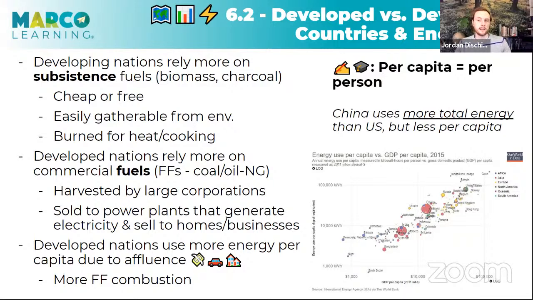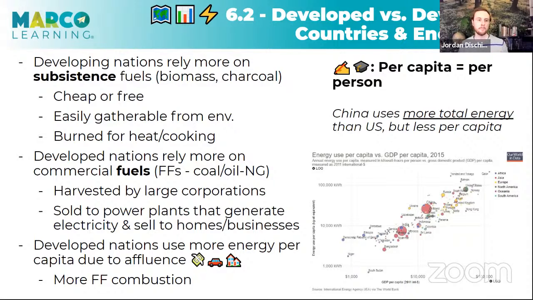Another big fact that we have to know, an important thing, is that developed nations are going to use more energy per capita. And that's because they're more affluent. They have more money. So they have more cars, larger houses, more gadgets. And so that equals more fossil fuel combustion. Take a look at this graph here, and we can see this positive correlation where the higher a country's per capita GDP, meaning the higher their per capita wealth or the money that they earn, the higher their per capita energy use.